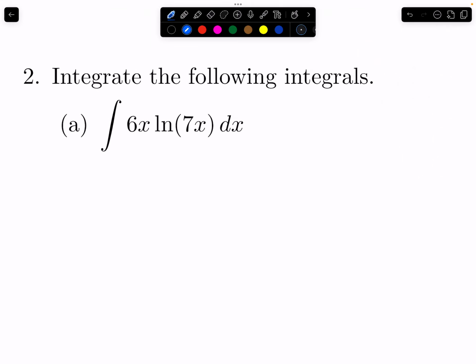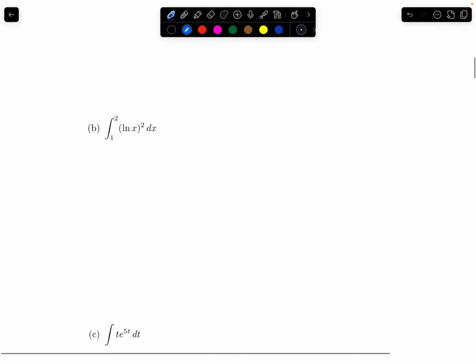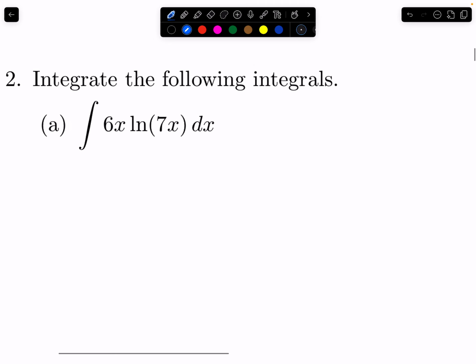All right, let's look at number 2, and we're going to look at 3 integrals, a, b, and c. And we're going to do integration by parts on all of them. And as is normal, if you have an integral that has a natural log in it, and you're going to do integration by parts, usually that is your u.